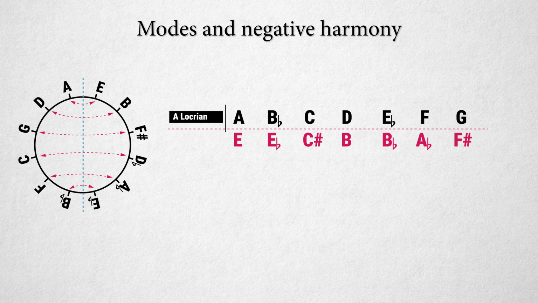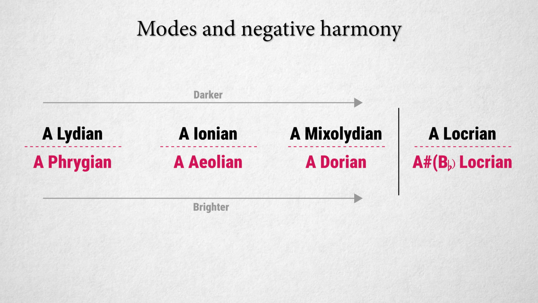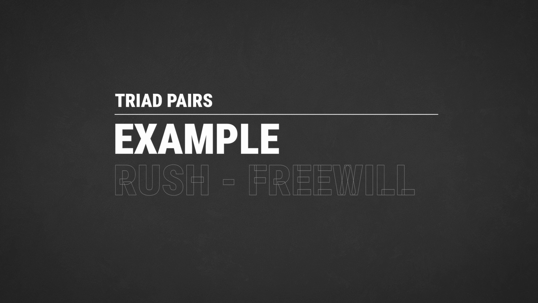If we arrange the notes to become a mode, then this would be again a Locrian scale. It's the B flat Locrian scale or the A sharp Locrian scale. So negative harmony reflects the notes of a Locrian scale to another Locrian scale that is a half step higher. So summarizing, we have seen that negative harmony works like this on modes. Lydian becomes Phrygian, Ionian becomes Aeolian, Mixolydian becomes Dorian, and Locrian becomes Locrian. Well, more or less. So how does this all translate to real music?